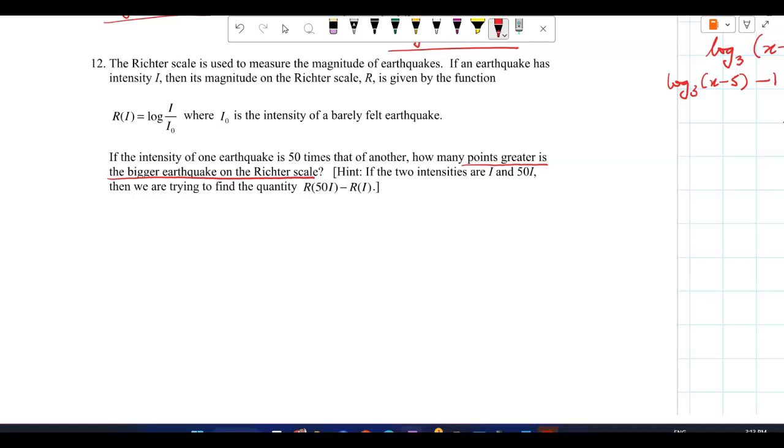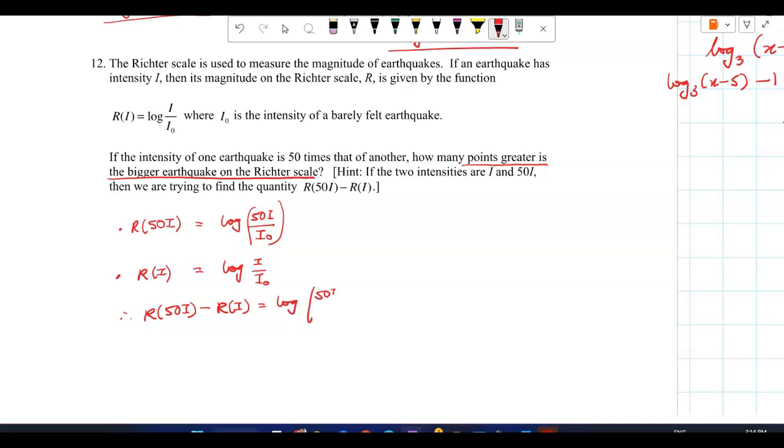So what you do is first you find R of 50I. What will that be? Log 50I upon I naught. Then you find out R of I, which is given to you. What is R of I? Log I upon I naught. Therefore, R of 50I minus R of I is equal to what? Log 50I upon I naught minus log I upon I naught.